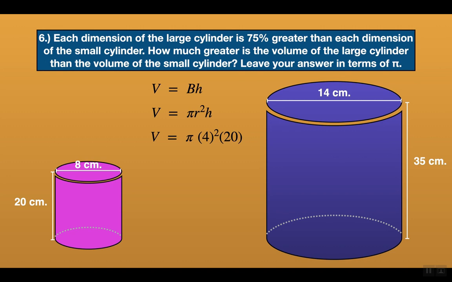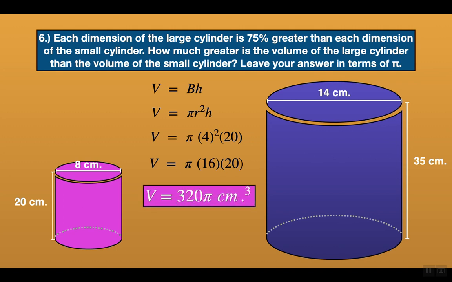Now let's just solve that. And remember, they want us to leave our answer in terms of pi. So I'm not going to multiply times pi. I'm just going to do 4 to the second power. And that's going to give me 16. And then I'm going to multiply 16 times 20, and that's going to give me 320. So the volume of the pink cylinder in terms of pi is 320 pi cubic centimeters. Now let's do the exact same process for the purple cylinder.